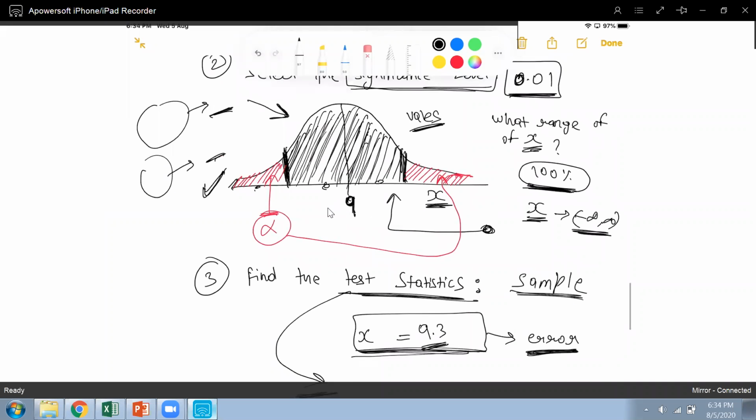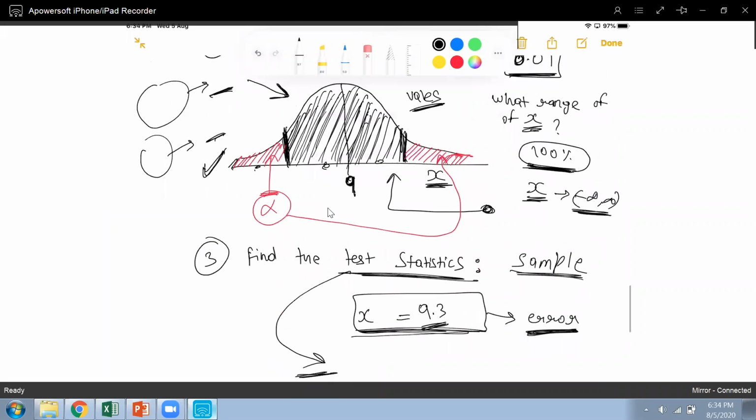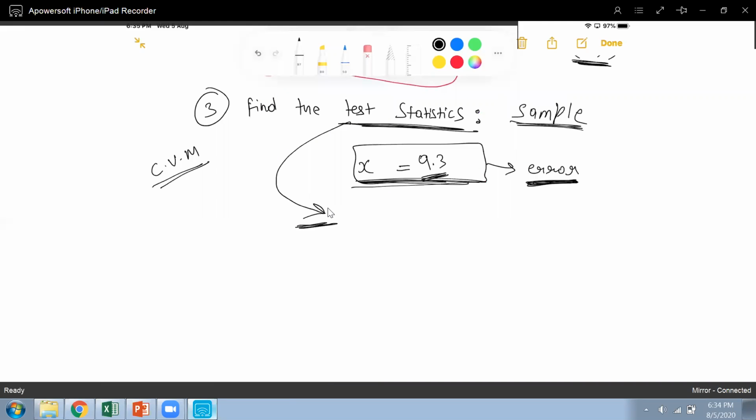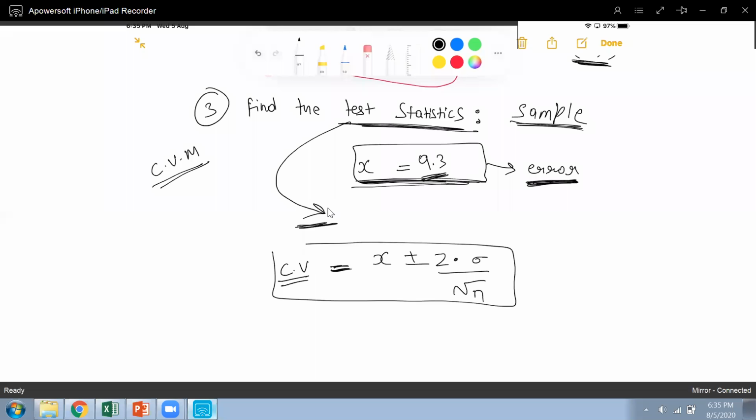See, first let's try to solve this question using the critical value method. First, let's try to find these critical values. What will be these critical values? Does anyone remember the formula of the critical values? What is the formula for the critical values? It is x plus minus z into sigma by root n. This is the formula for critical value, right?